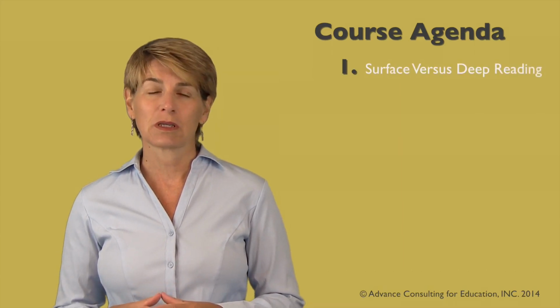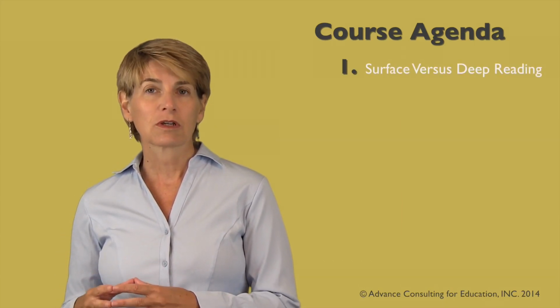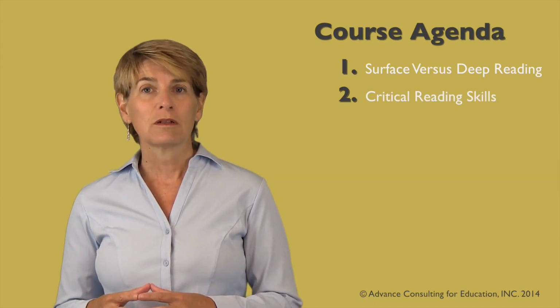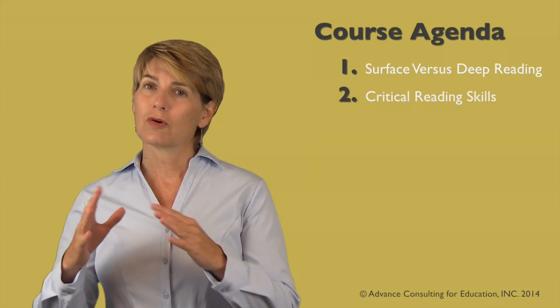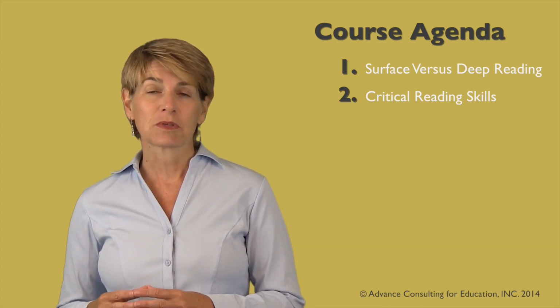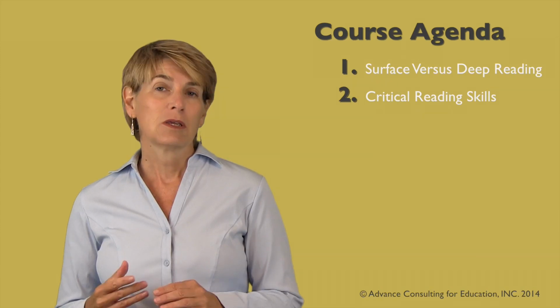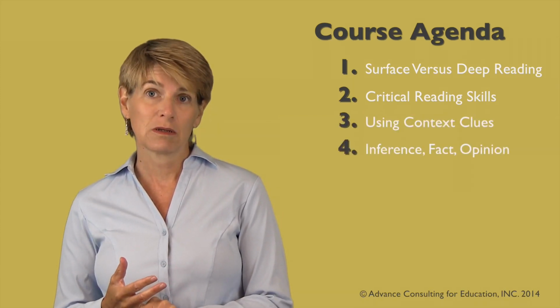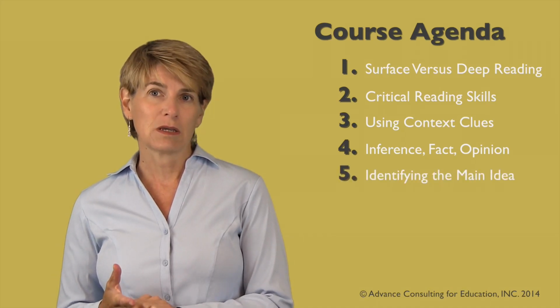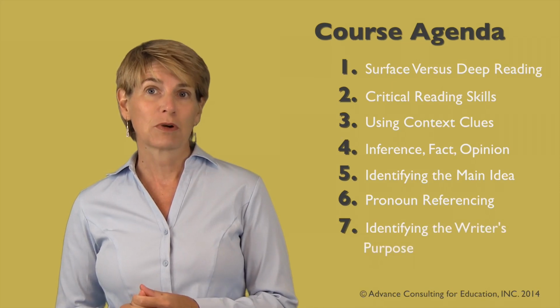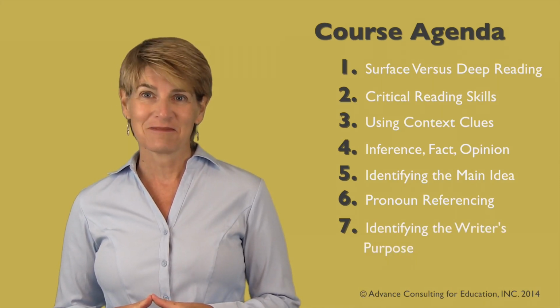We start the session by contrasting surface reading and deep reading. In order to complete deep reading, students need critical reading skills. We then look at the sub-skills that go into the overall skill of critical reading. Then we look at each of these sub-skills in detail, including using context clues, identifying inference, fact, and opinion, identifying the author's main idea, pronoun referencing, and identifying the author's purpose. So let's get started.